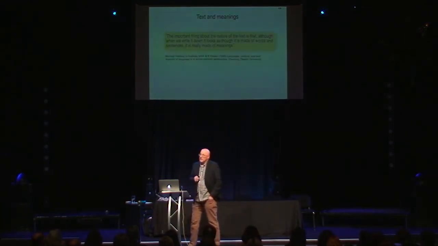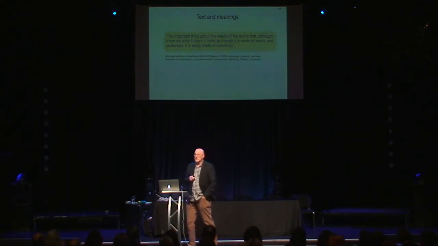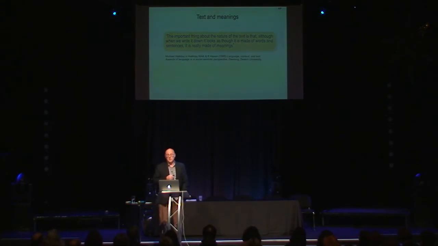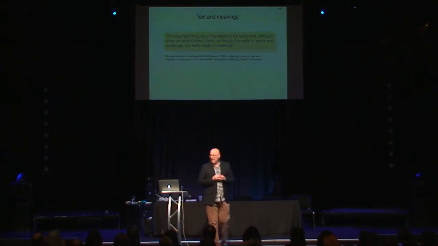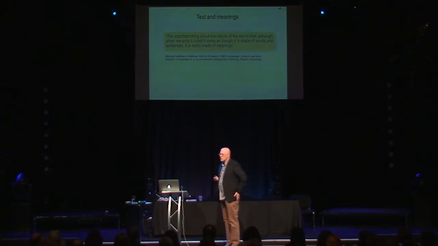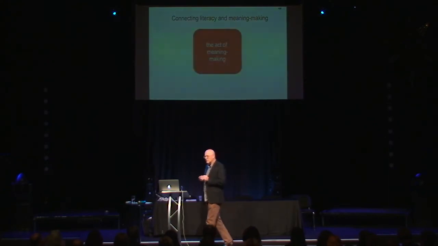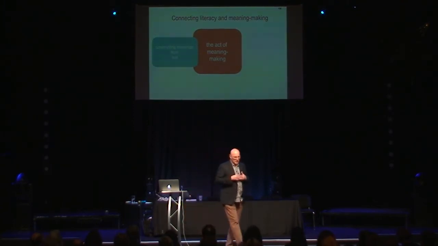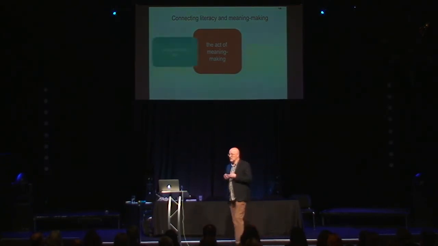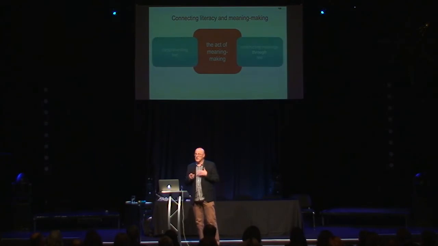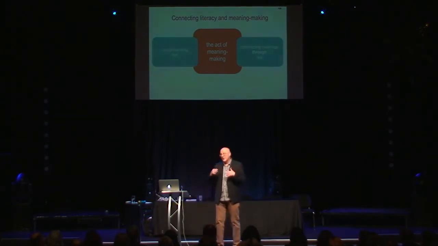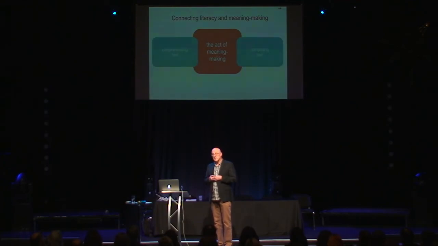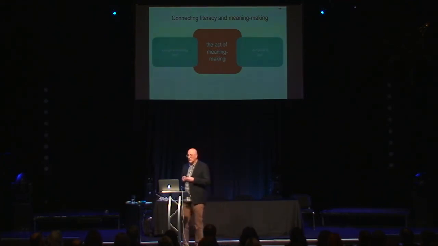I like this quote from Halliday. He says this: the important thing about the nature of a text is that although when we write it down it looks as though it's made of words and sentences, it's really made of meanings. So his whole model is oriented to meaning making, and that's been very influential in the work we've been doing. If we look at the act of meaning making, we can think about it as constructing meanings from text, which is comprehending text, but also constructing meanings through text, as I'm doing now, or composing text. So this is our angle on the world, if you like.